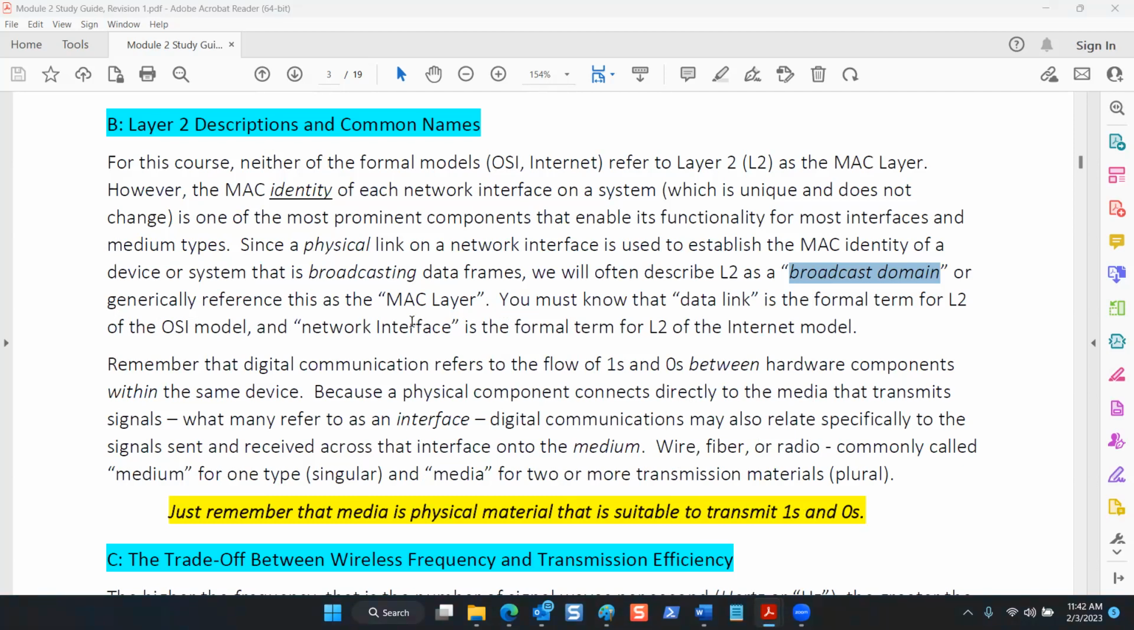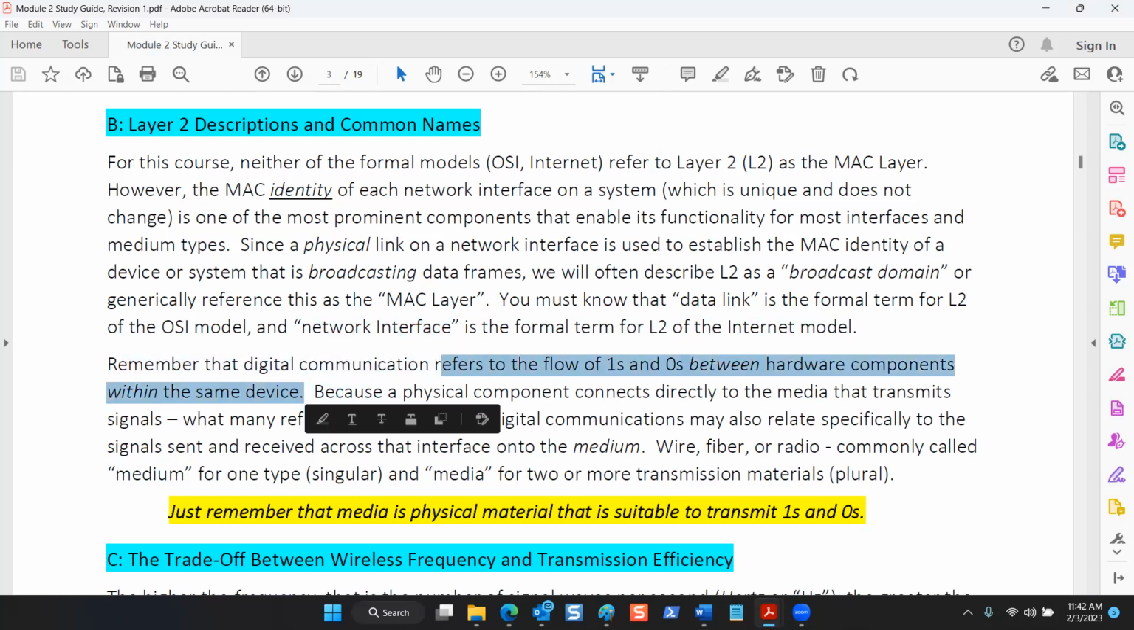All right, so the MAC layer, the data link layer, is the formal term for L2 of the OSI model. But in the other model, the 5-layer model, it's called the network interface. So layer 2 in both models has a distinctly different flair, for lack of a better term. That's the formal term that industry uses on layer 2 to describe the second layer with the MAC address. Either way, you have a prominent MAC address on that layer. Now, digital communication refers to the flows of ones and zeros between hardware components within the same device. So I'm going to make a distinction here.